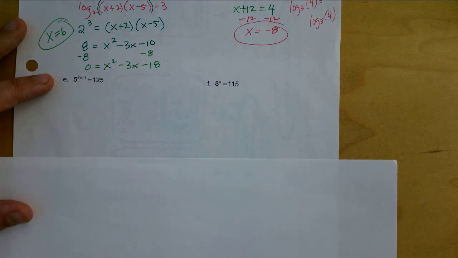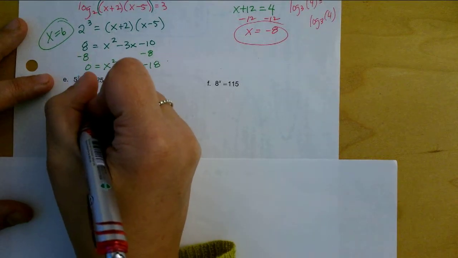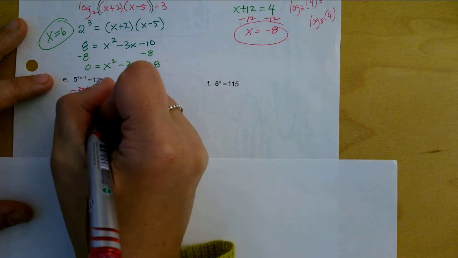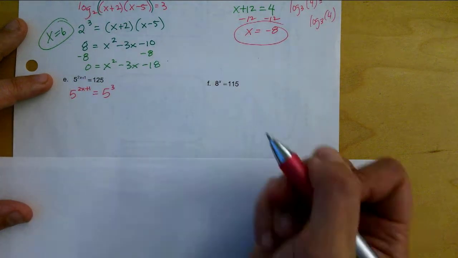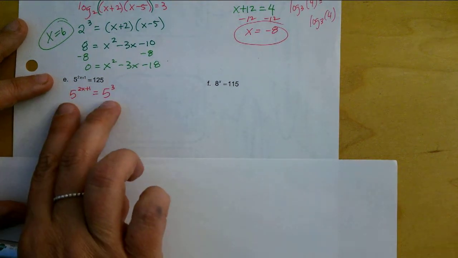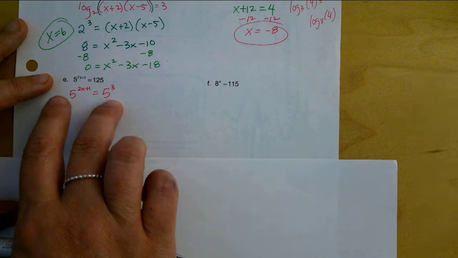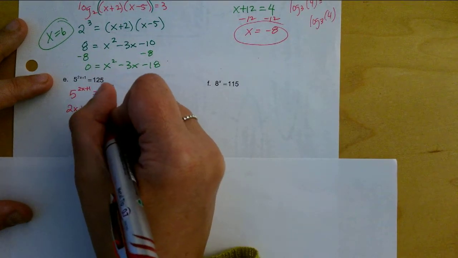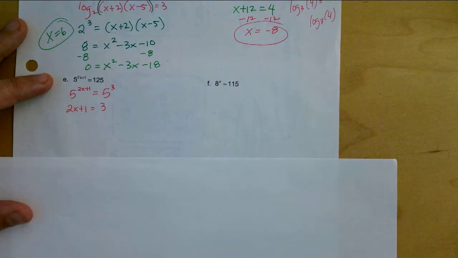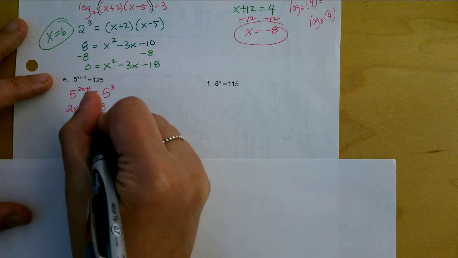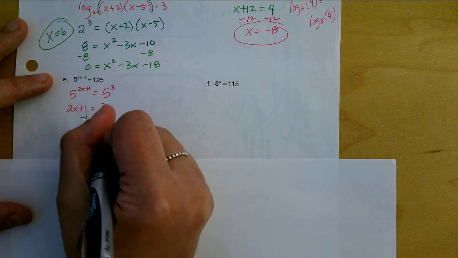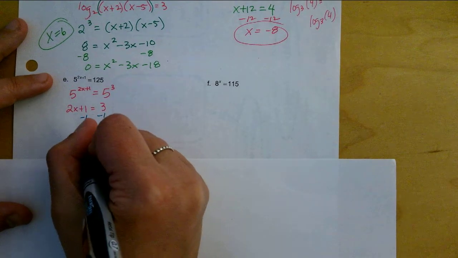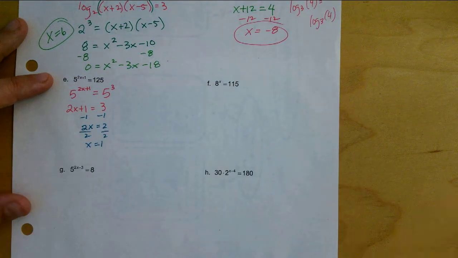5 to the what power is 125? 5 cubed. So this is 5 to the 2x plus 1 equals 5 to the third. Since we know the bases are the same, what does that mean about the exponents? Yes, they're equal. So now I can go ahead and solve. Subtract 1, 2x equals 2, divide by 2, x equals 1.